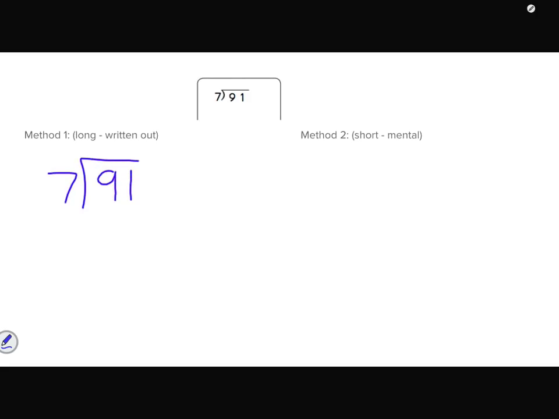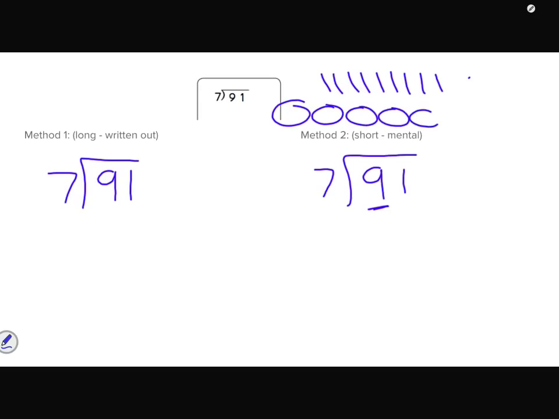divided by 7. This time I'm going to switch things up and start with the short method first. Okay, if I have 9 tens, and I have 1 one, 91, and I have 7 groups that I'm splitting it into, I'm trying to figure out if I have 9 tens and 7 people or 7 groups, how many everybody gets. Well, I know my multiples, 7, 14. I know that 9 is in between 7 and 14. So I can only give everybody 1 ten, because 7 times 1 is 7, and 7 times 2 is 14, so I can only give away 1.